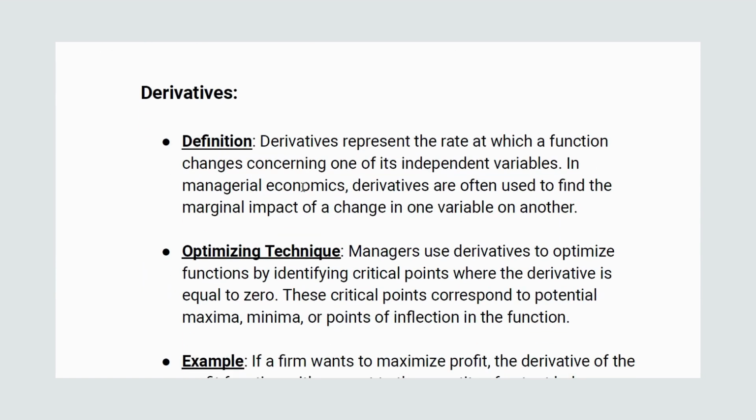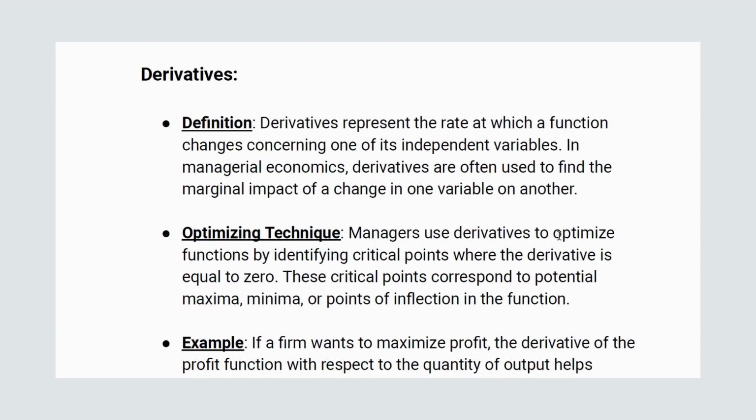So let's see what derivatives are. The definition for derivatives: derivatives represent the rate at which a function changes concerning one of its independent variables. In Managerial Economics, we often use derivatives to find the marginal impact of a change in one variable on another. Remember this keyword, marginal impact of a change in one variable on another. So it is used as an optimizing technique. We said that in our introduction, right?